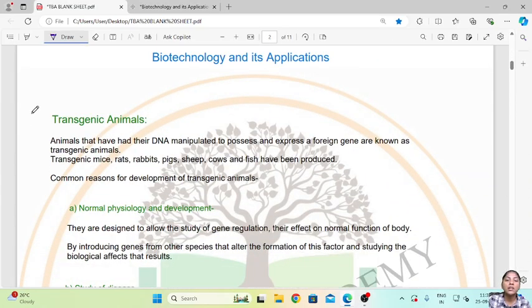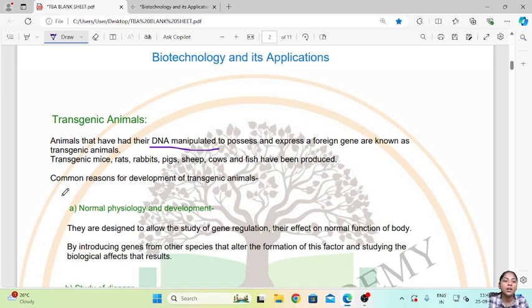Talking about the transgenic animals. First of all, what are these transgenic animals? Animals that have had their DNA manipulated to possess and express a foreign gene are known as transgenic animals. So those animals whose DNA has been manipulated to express a foreign gene are known as transgenic animals. Transgenic mice, rats, rabbits, pigs, sheep, cow and fish have been produced so far.